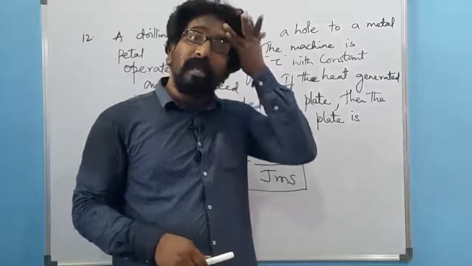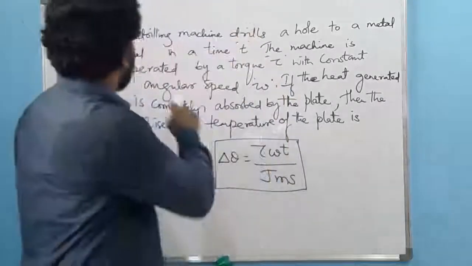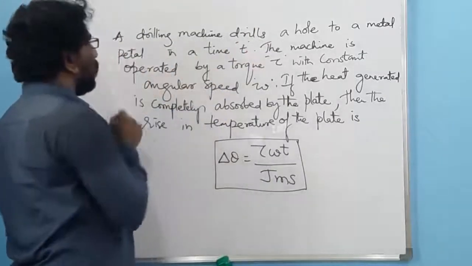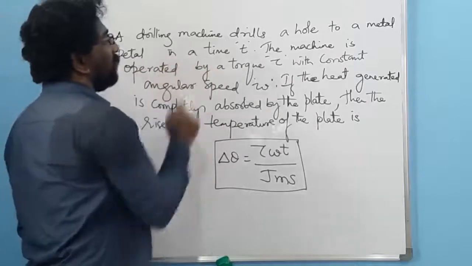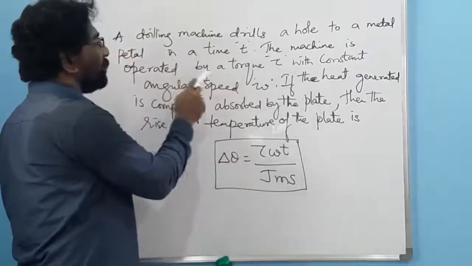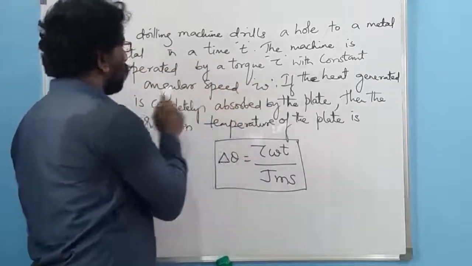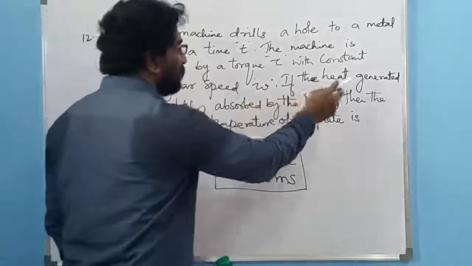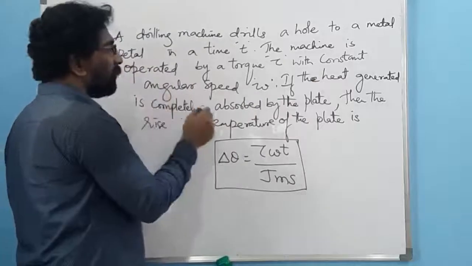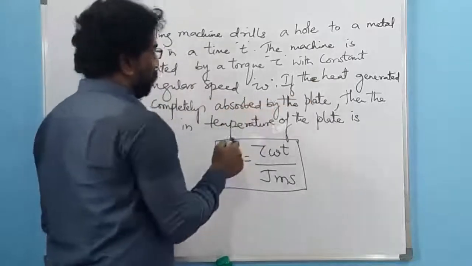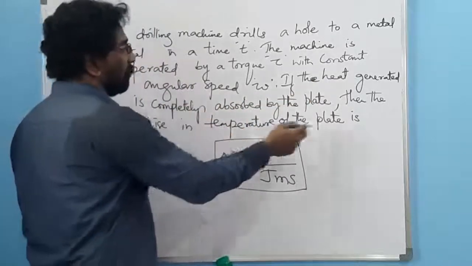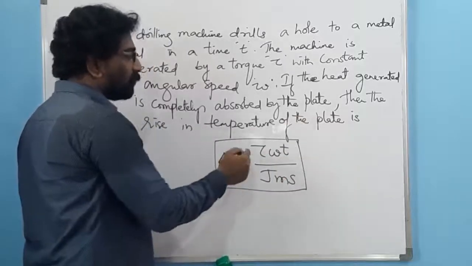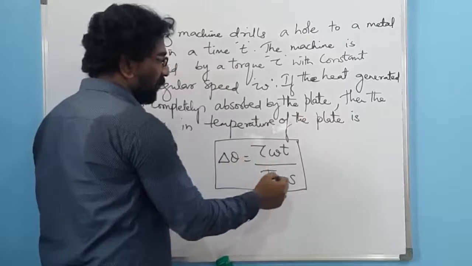The next application of Joule's law: a drilling machine drills a hole in a metal plate in a time t. The machine is operated by a torque tau with a constant angular speed omega. If the heat generated is completely absorbed by the plate, then the rise in temperature of the plate is given by this formula: delta theta is equal to tau omega t over Jms.